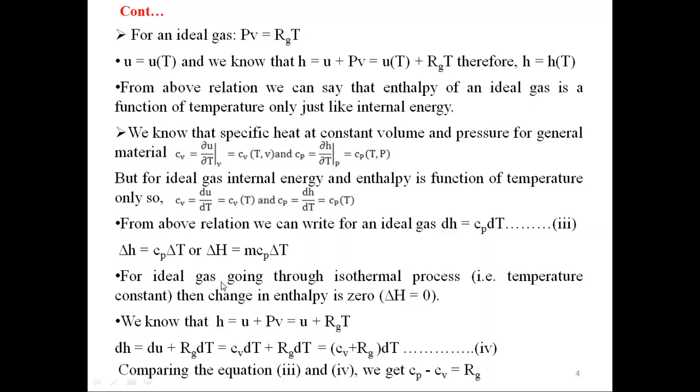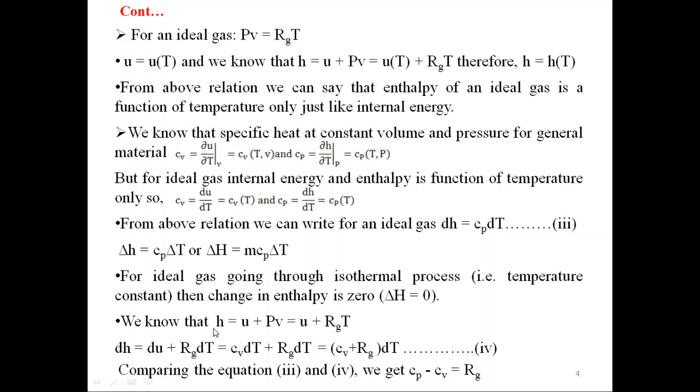For an ideal gas going through an isothermal process, that is, temperature constant, the change in enthalpy will be 0. It is also valid for internal energy. For an isothermal process in the case of an ideal gas, the change in internal energy is also 0.